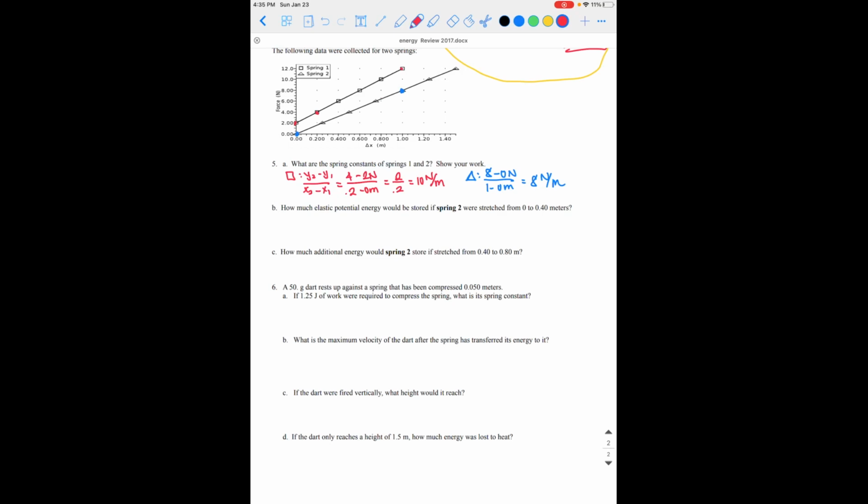For the next one, it says how much elastic potential energy would be stored if spring 2, the blue spring, were stretched from 0 to 0.4. So elastic potential energy, you can do it multiple ways. This one is actually the area under the curve. So from 0 to 0.4, we could take this area right here.